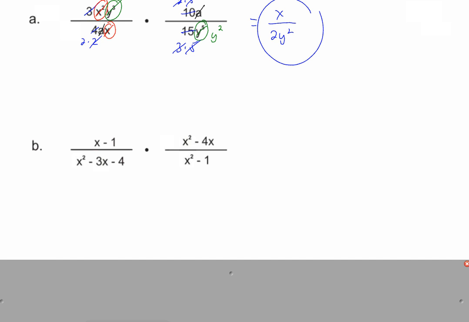So now top left is a binomial. Bottom left is a trinomial. Top right is a binomial. Bottom right is a binomial. We cannot do what we just did. Do you hear me? And yet every year students try to do what we just did. You can't. Watch, don't do this.